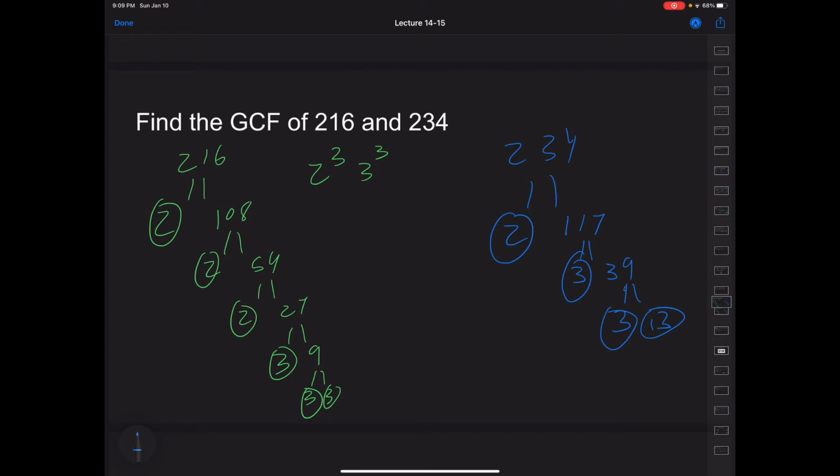And so if we're looking for the greatest common factor, we write this one as 2 times 3 squared times 13. And our greatest common factor is going to be, they have 1 2 in common, and they have 2 3s in common. So we end up with 2 times 3 times 3, or 2 times 9, or 18 is the greatest common factor here.